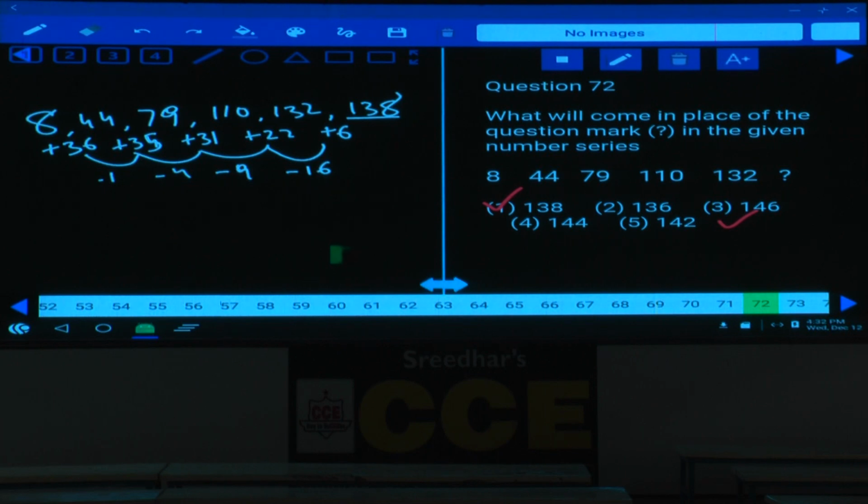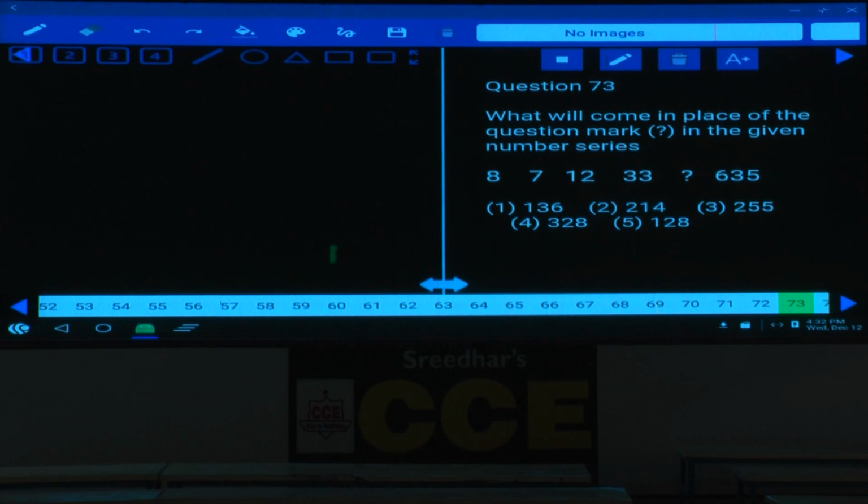Clear? The next one, question number 73. Now in this question number 73: 8, 7. If you observe here, the numbers started with 8 and ended with 635. As the numbers are increasing at a very fast rate, it must be under product or combination. And 12 and 33 cannot be written as a product, hence it must be under combination. Tell me what is the relation here? 7, 12 and 33. In the case of combination, we should always check the highest number first. 12 into 3 is 36, minus 3 is 33.